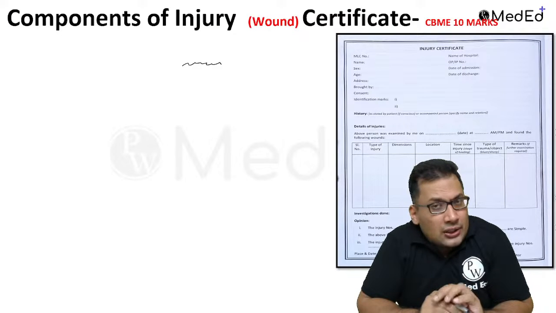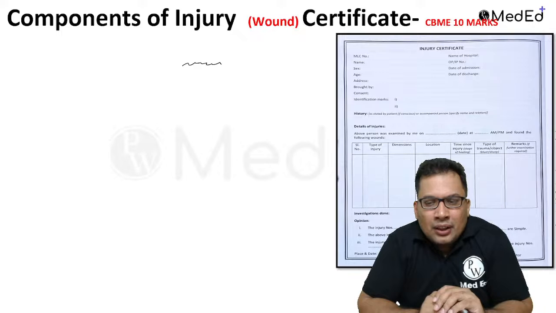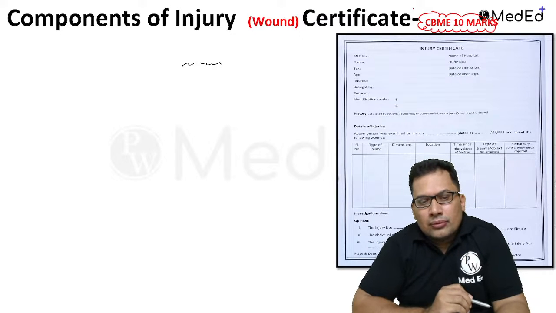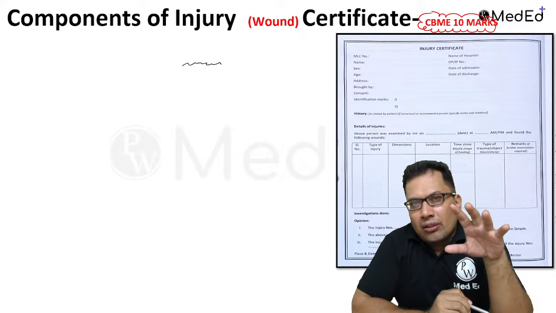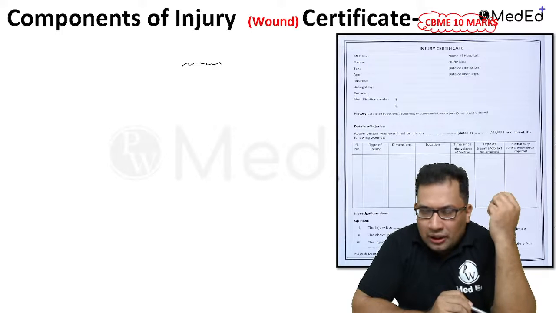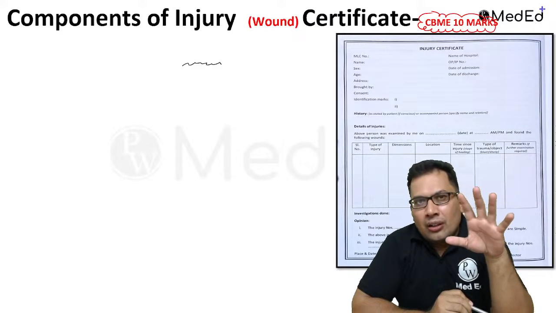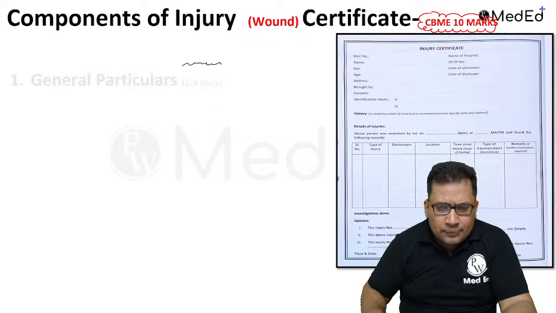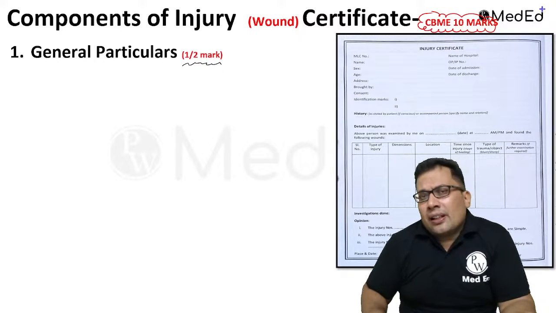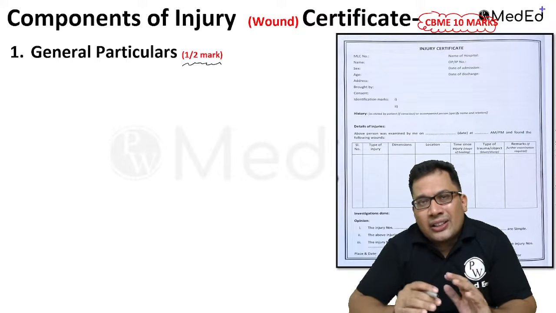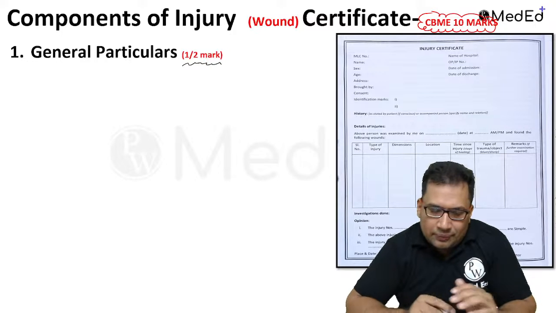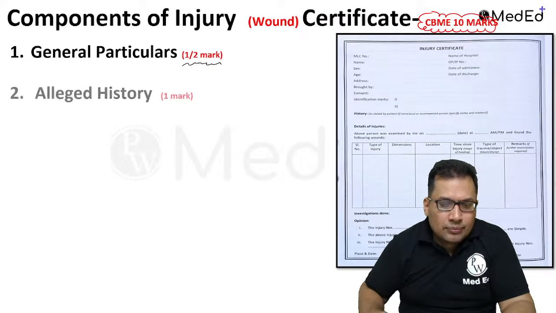Injury certificate, also known as wound certificate, in your exam as per the CBME syllabus, carries 10 marks. Weapon examination carries around 5 marks. Around 15 marks for this exercise. What are the components in general? The first one is general particulars. You need to write general particulars of the victim or the patient, that carries half a mark.